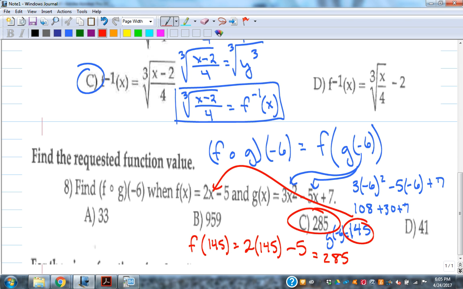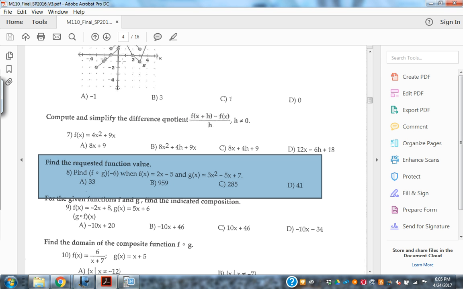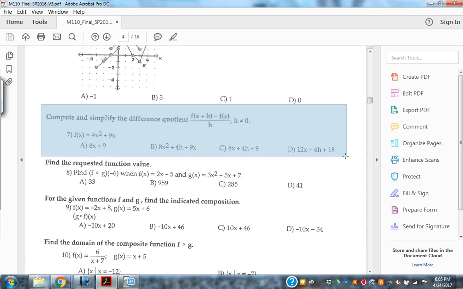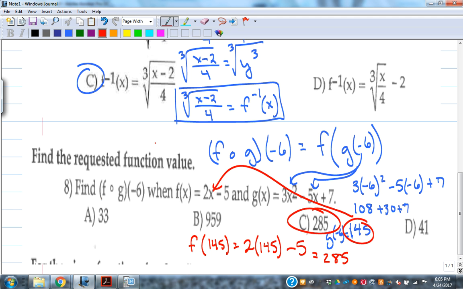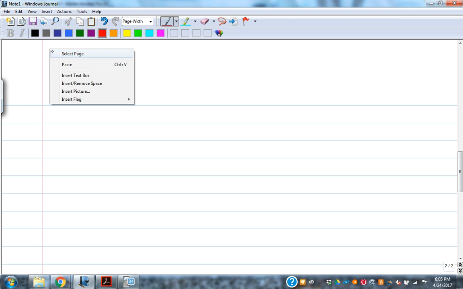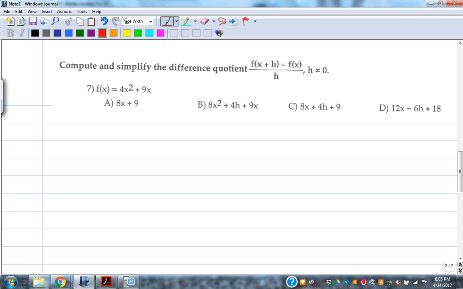Not bad. Next. 7. All right. Same area there. A function difference. All right. It's all in following the directions they give you. They're nice enough to give you the formula there for the difference quotient, which just means take that stuff and work it out for this function.